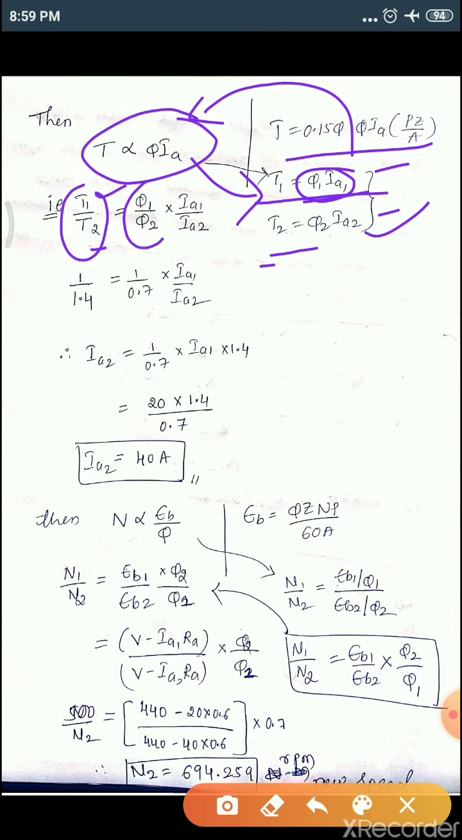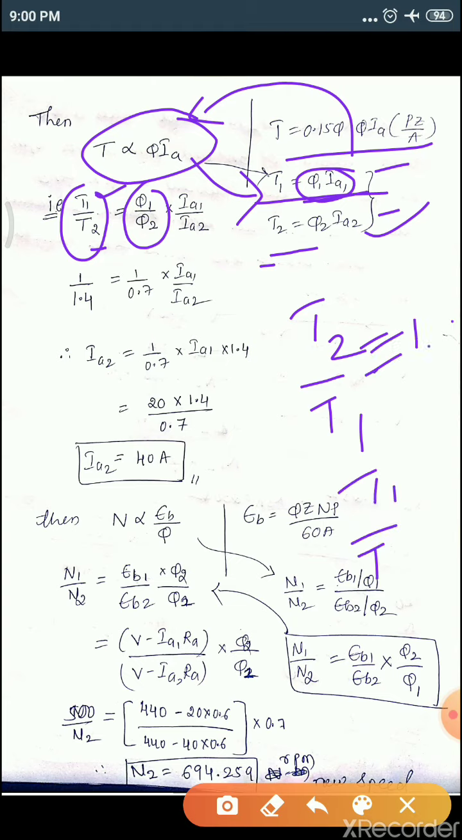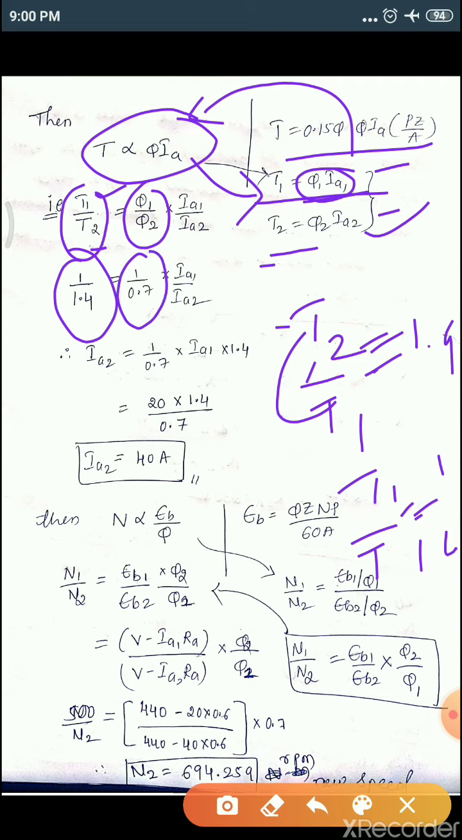We have done T2 by T1; just take the reciprocal, so T1 by T2 will be 1 divided by 1.4. And similarly phi 1 by phi 2 will be 1 divided by 1.7 into Ia1 into Ia2.